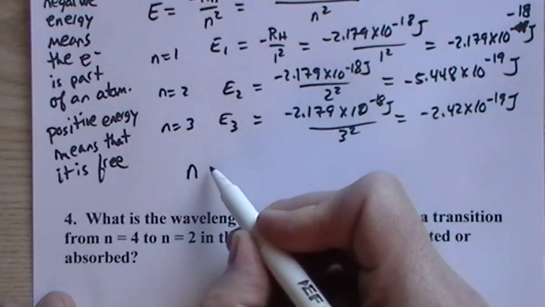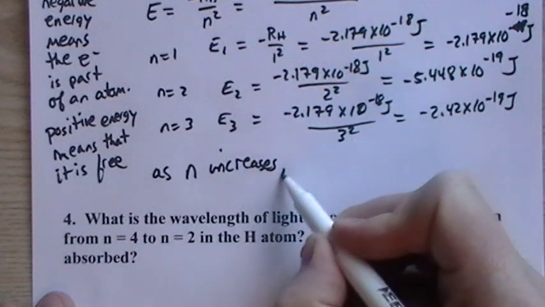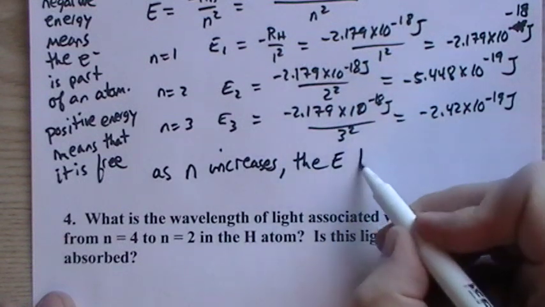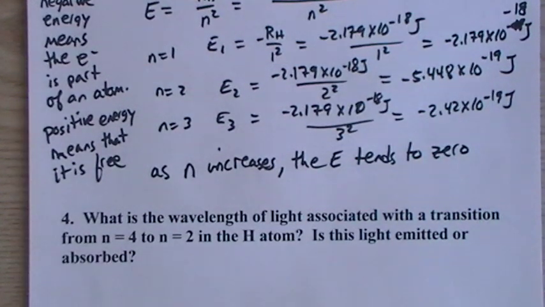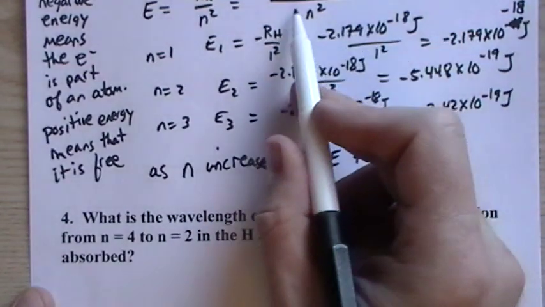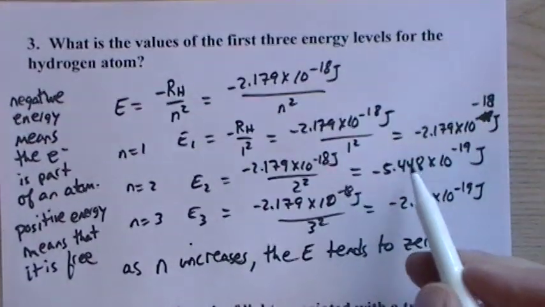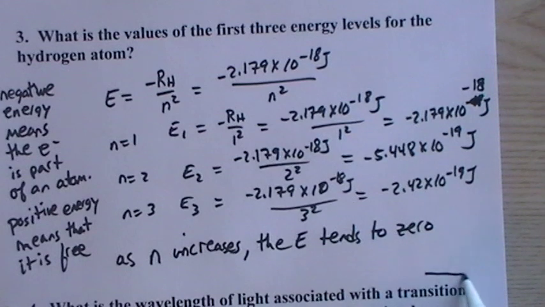So as n increases, the energy tends to 0. At 0, that's when the electron is no longer attached to the atom. It's free to leave. But there's no upper limit on the n values. But you can see that since we start out with the largest negative number here, and then we keep dividing by the next higher integer squared, the energy levels get tighter and tighter together.